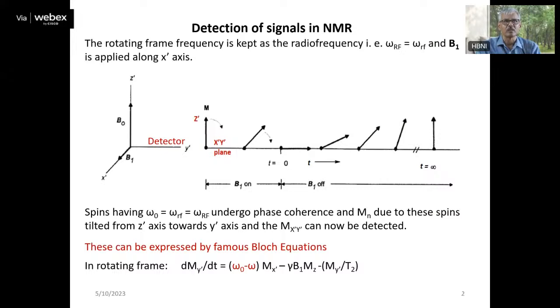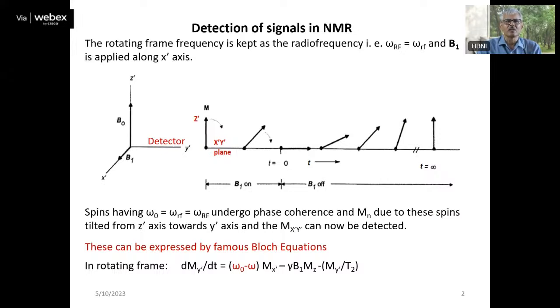So in a rotating frame, how do we detect? What we have seen in the rotating frame is that we keep the radio frequency the same as the rotating frame frequency. And B1, the radio frequency field, is applied along the x prime axis. The rotating frame x axis is called the x prime axis, and the detector is on the y prime axis.